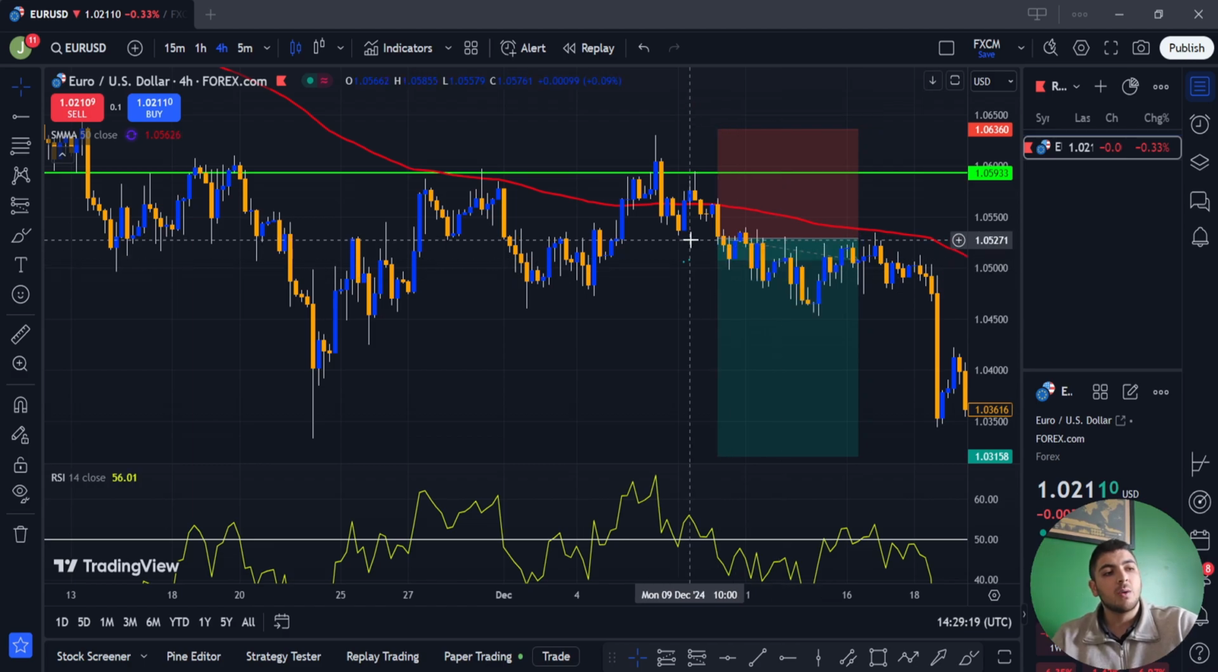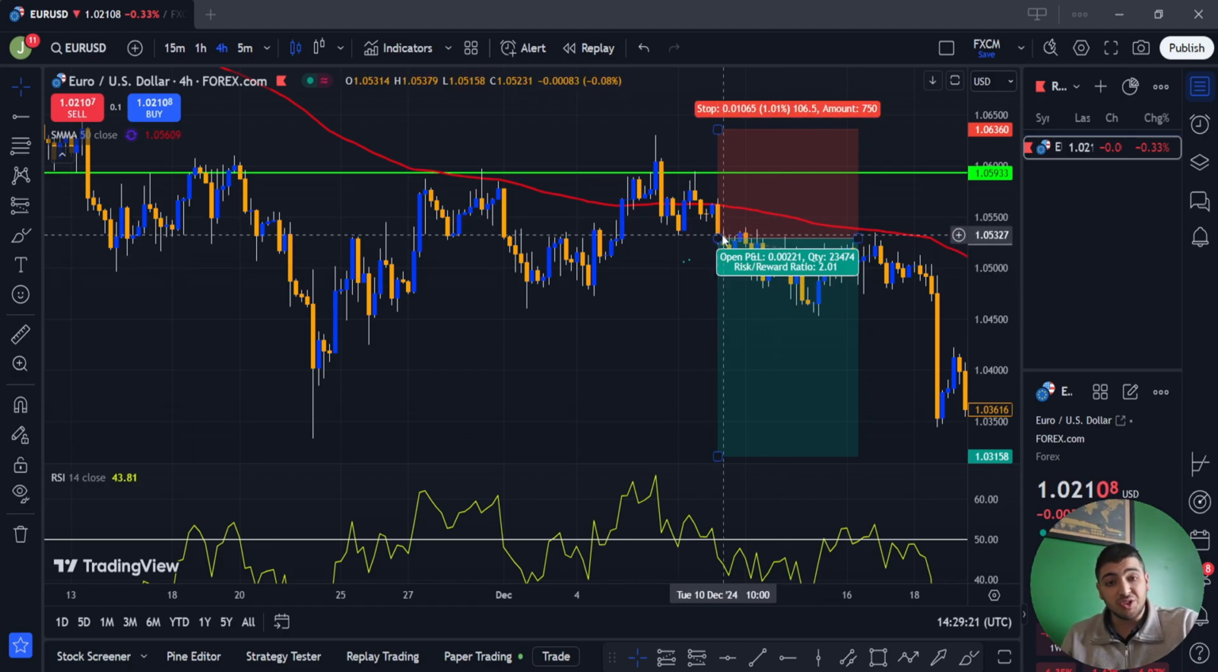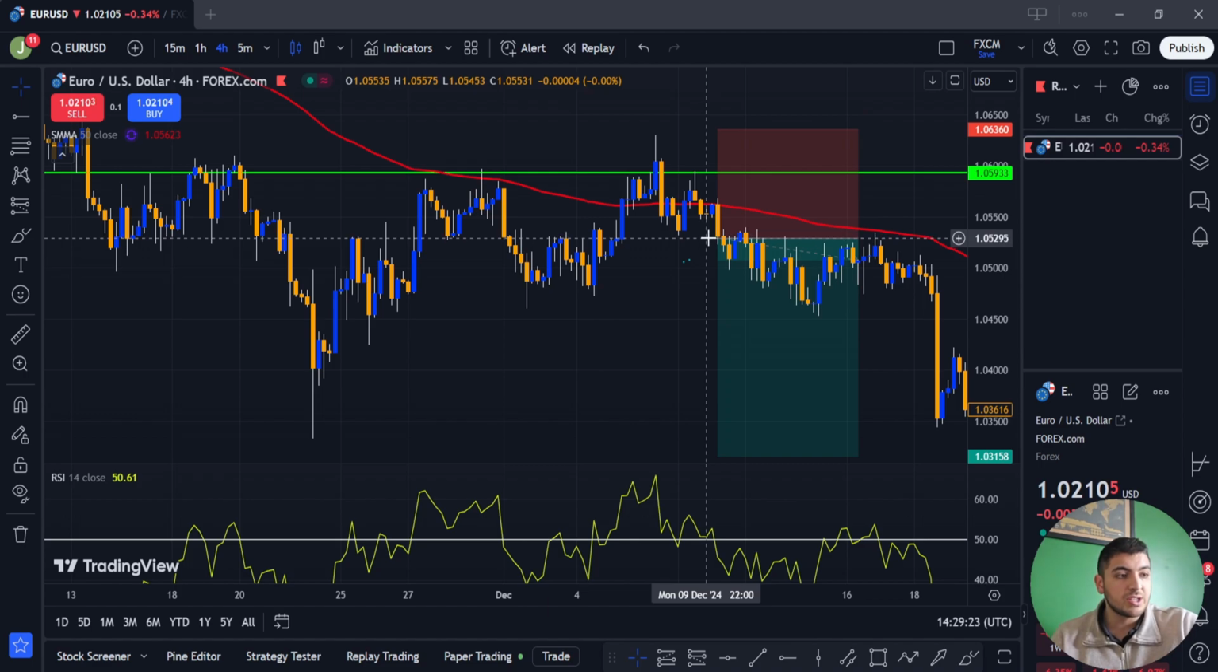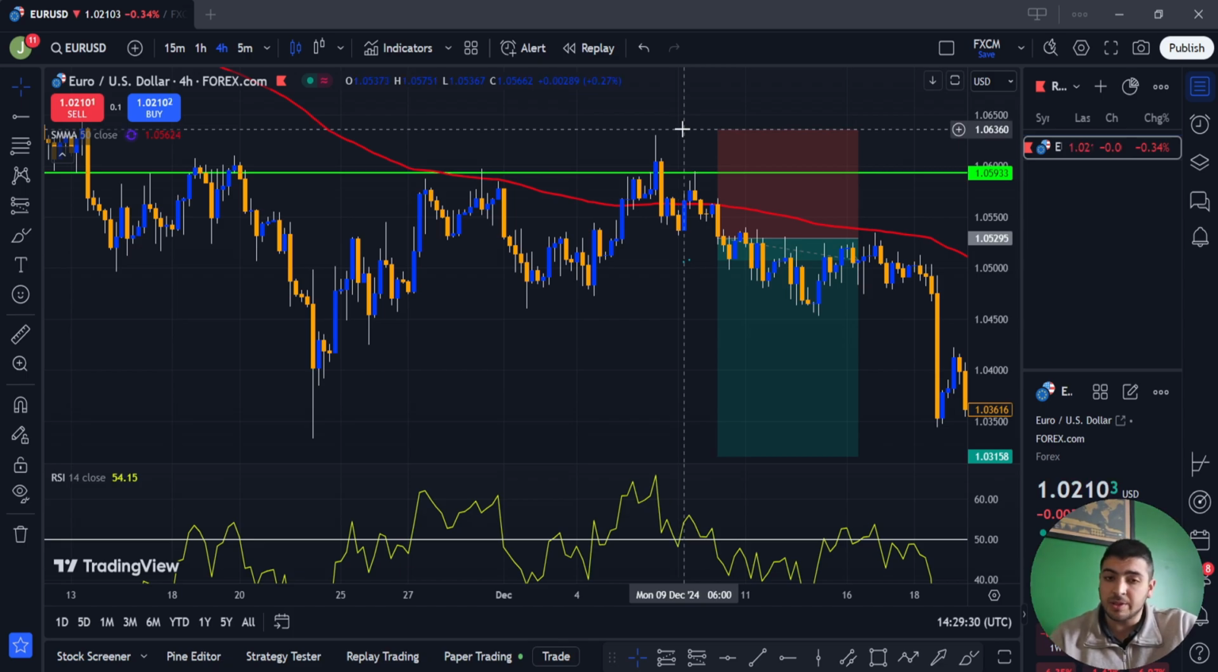My entry point would be the orange candle after it's reached the bottom of the shoulder. So there would be this candle here, just underneath the low candle here. My stop loss would be just above that high there, just in case price wanted to come and test it again.